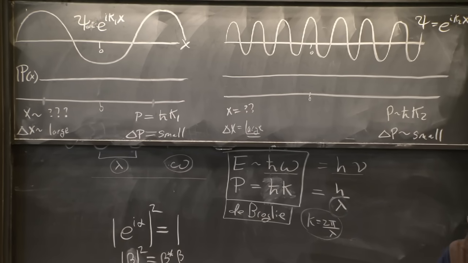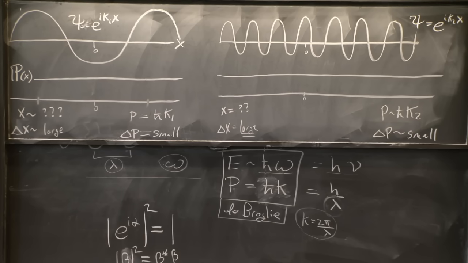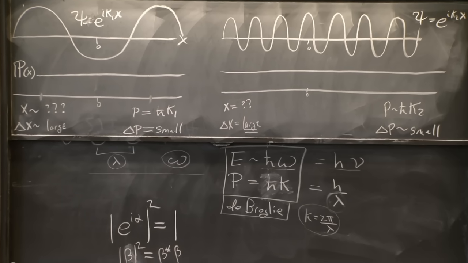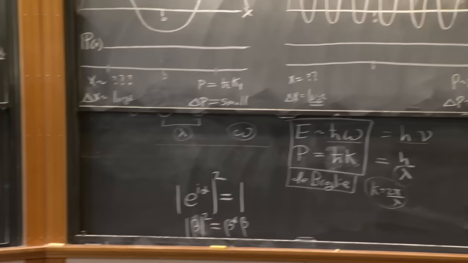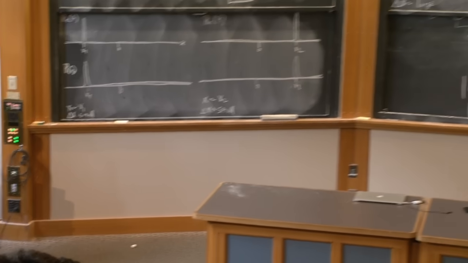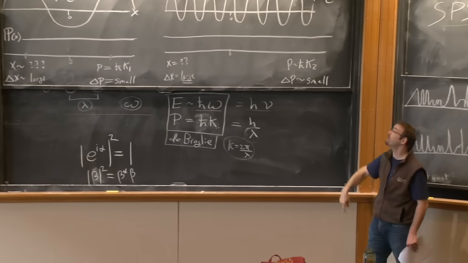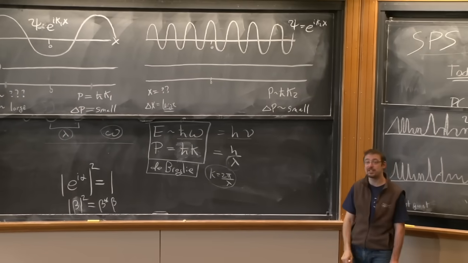So questions at this point? You guys are real quiet today. All right. No questions? Yeah? So delta p is 0, basically? It's pretty small. Now, again, I haven't drawn this off to infinity, but if it's exactly e to the ikx, then yeah, it turns out to be 0.